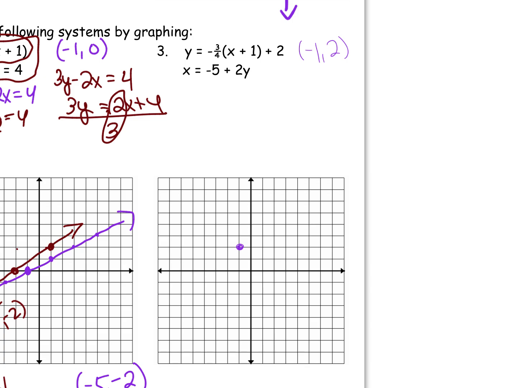Now that we have a point, we can use the slope to get more points, right? So what would I do? I could do down 3 over 4. I could also do up 3, back 4. Just one of them has to be negative. It can be negative 3 over 4, or it can be 3 over negative 4. We okay with that? Our line should be going down because our slope is negative.